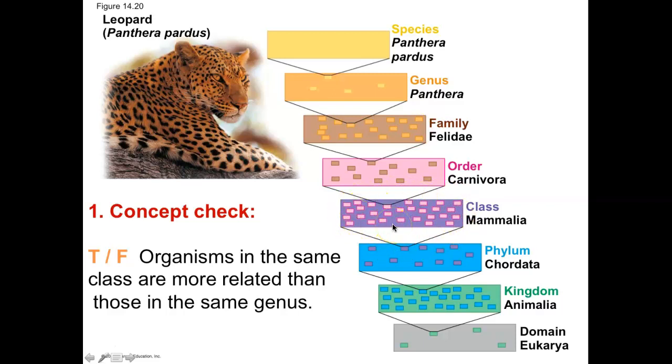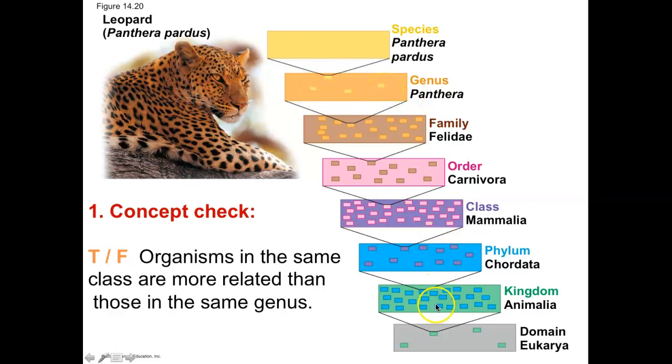This is a very diverse class. They're related in one way, that they're all mammals, but you're going to have very different kinds of mammals here, right? You're going to have the platypus, which is actually a mammal, and so are your leopards, and so are humans. But by the time you get down to genus Panthera, there are very few organisms in that genus because that refers to just our big cats, our panthers.